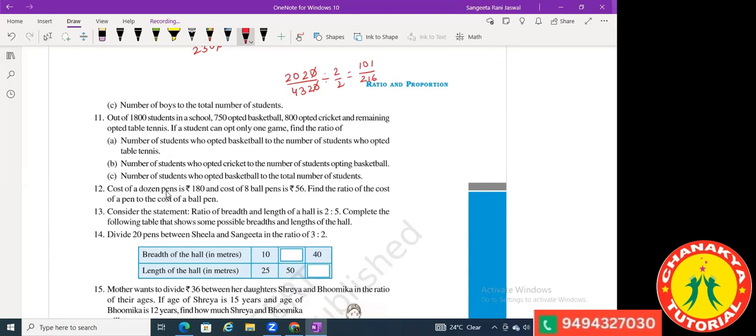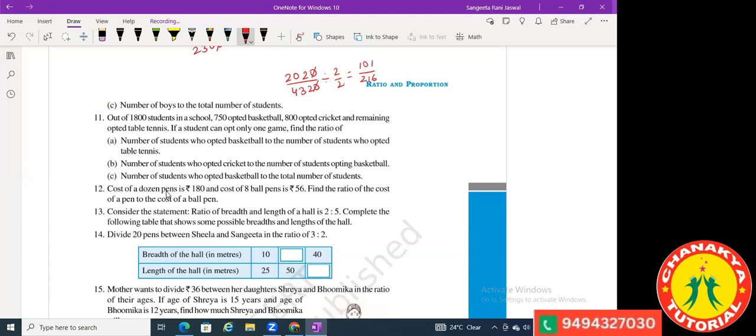Now see this. Out of 1800 students in a school, 750 opted basketball, 800 opted cricket, and the remaining opted table tennis. If a student can opt only one game, find the ratio of the number of students who opted basketball to the number of students who opted table tennis. Can you do this?